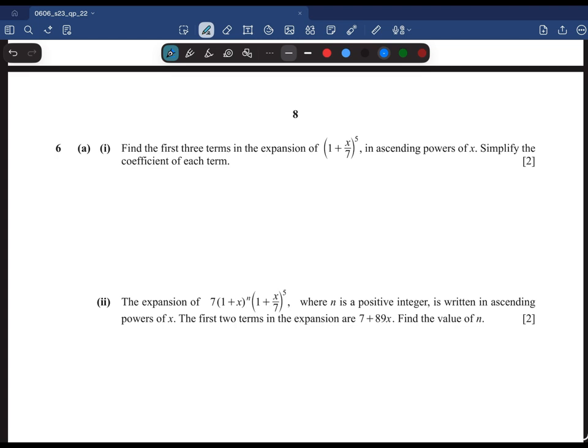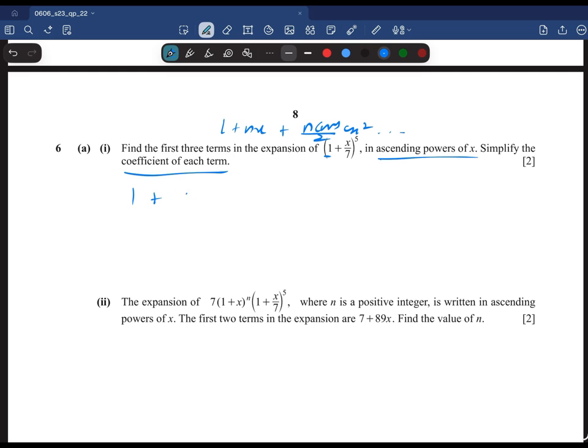Alright, binomial theorem. Find the first three terms in the expansion of (1 + x/7) to the power 5 in ascending powers of x. Simplify the coefficient of each term. Okay. As 1 is in the power, we have to just use a simple rule of 1 + nx + n(n-1)/2 x squared and so on and so forth.